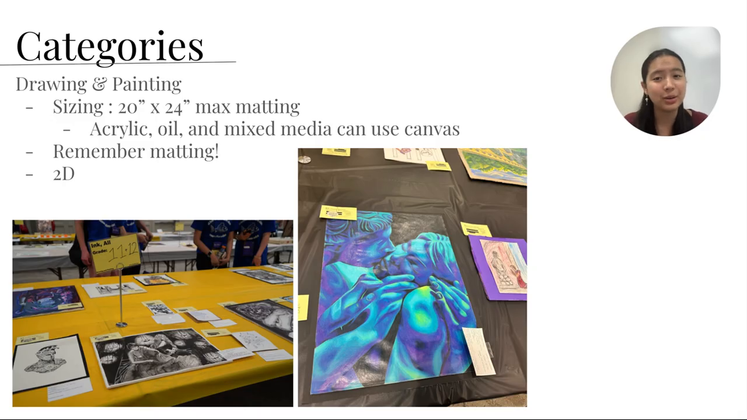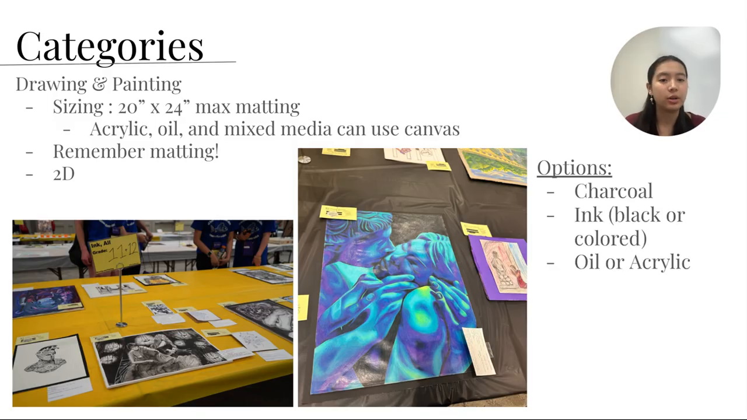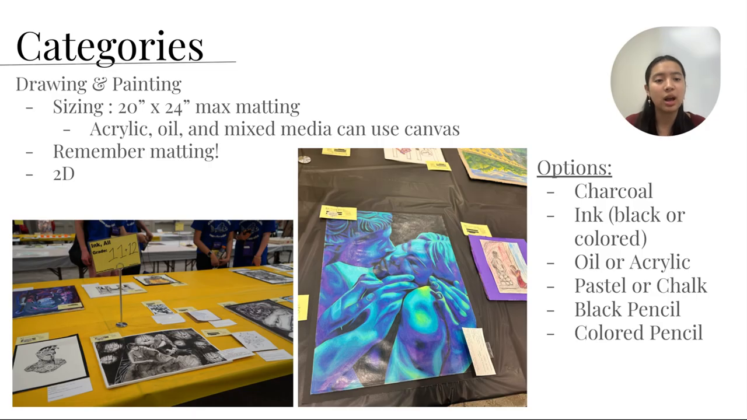Now we're going to get into our categories. So we have drawing and painting, which includes the following categories: charcoal, ink being black or colored, oil or acrylic, pastel or chalk, black pencil, colored pencil, watercolor, and mixed media. Mixed media is a combination of these 8 specific categories. In terms of size, we have 20 by 24 inches with a max with matting. Acrylic, oil, and mixed media can use a canvas. Remember to mat again, and then these are going to be 2D works.